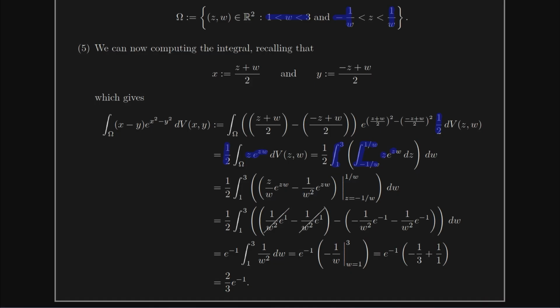Thankfully, I have a little integration by parts that I can use in the variable z. I'm going to get (z over w minus 1 over w squared) times e to the zw. I'm going to plug in my z's. Lots of things cancel, which is pretty nice. We end up just with e to the negative 1 and 1 over w squared, which is what I'm integrating from 1 to 3. And when I take the antiderivative of 1 over w squared using the power rule, negative 1 over w, and evaluate on the bounds, I'm just getting 2/3 e to the negative 1.